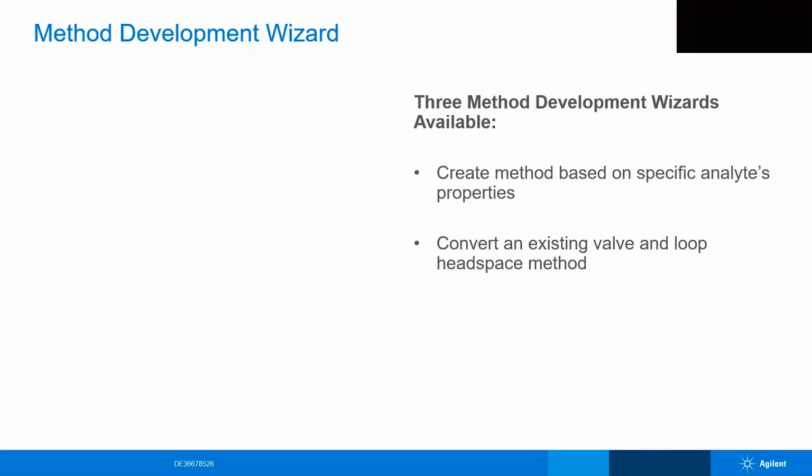The second is converting an existing valve and loop headspace method. This could be from another Agilent system. This could be from another headspace. This could be from the literature. So many options here. And then the third is to convert an existing pressure transfer method.